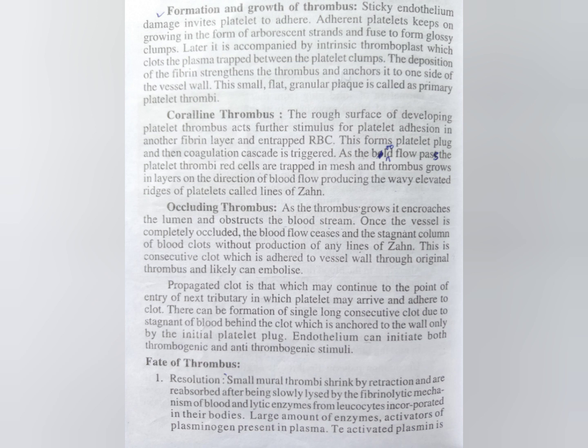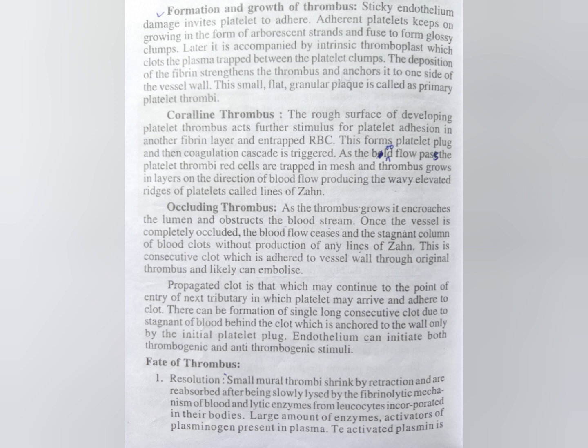Formation and growth of thrombus. Sticky endothelial damage invites platelets to adhere. Adherent platelets keep on growing in the form of arborescent strands and fuse to form glossy clumps. Later, it is accompanied by intrinsic thromboplastin, which clots the plasma trapped between the platelet clumps.